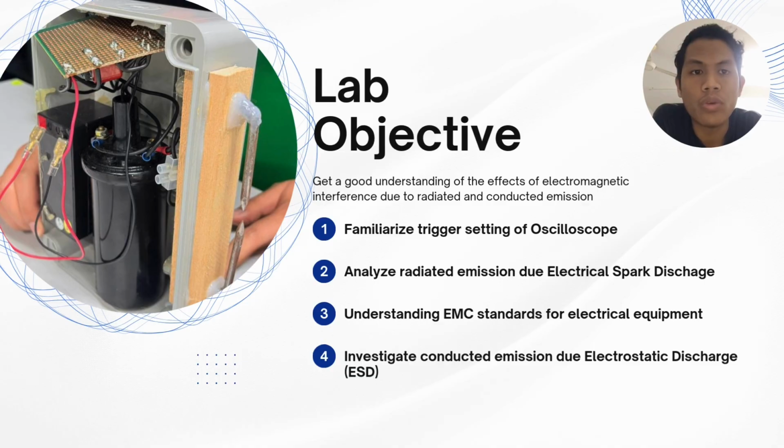We also learn about understanding EMC standards for electrical equipment. These standards are set to ensure that each piece of electrical equipment operates safely and does not cause interference to other devices around it. And lastly, we investigate conducted emission from electrostatic discharge, ESD. This test is important because ESD often occurs in daily life. For example, when a human touches electronic equipment, it can affect the performance and safety of the equipment.